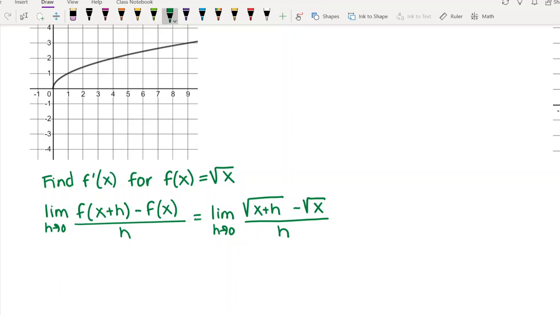So this is one of the functions where you want to multiply by the conjugate of the part with the square root in it. So we're going to multiply this by the conjugate of this. And so the conjugate is just going to be the same thing, but with a plus. So square root of x plus h plus square root of x, over the same.